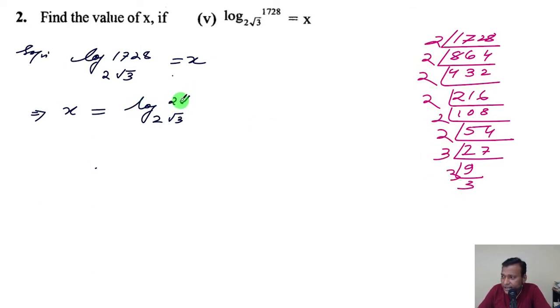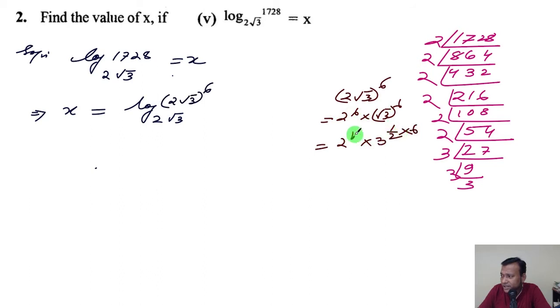So we can write this as 2 root 3 whole power 6, because let's check what it gives. 2 root 3 power 6 is equal to 2 power 6 into root 3 power 6. This is 2 power 6 into 3 power half into 6. This is root 3. So if it is root a, we write a power half. It is root 3, so we will write 3 power half.